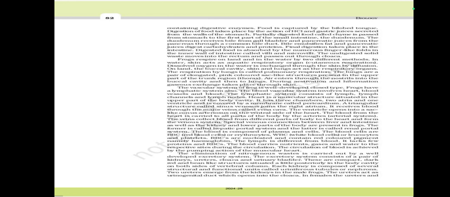The vascular system of frog is well developed, closed type. It involves the heart, blood vessels, blood, and lymph channels. The heart is a muscular structure situated in the upper part of the body cavity and is covered by a membrane called the pericardium. A triangular structure called the sinus venosus joins the right atrium. It receives blood through the major veins called the vena cava.